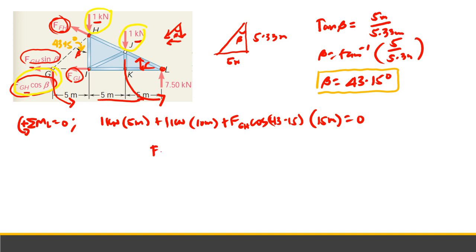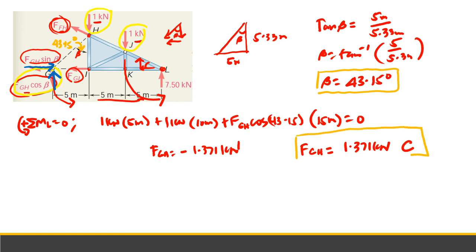Okay, so FGH is equals to, so negative yung result, no? 1.371 kilonewton. So meaning, mali yung assumption natin, FGH is actually in compression. Ganyan. So FGH is equals to 1.371 kilonewton compression. Ayan. Okay, so na-solve na natin yung mga unknowns natin. So that is how you solve equations or problems, a truss problem using yung method of joints natin.